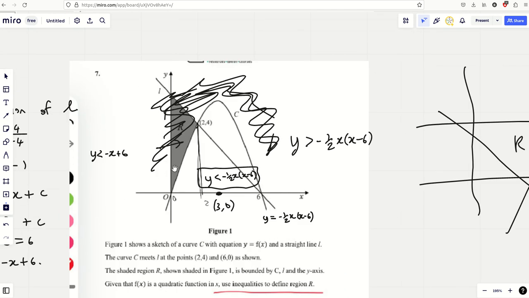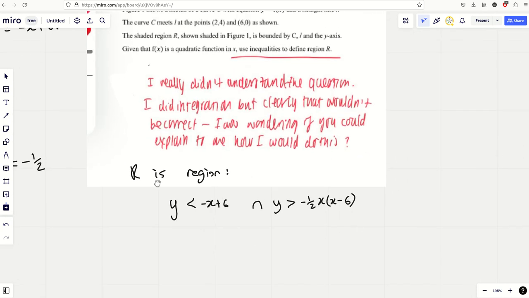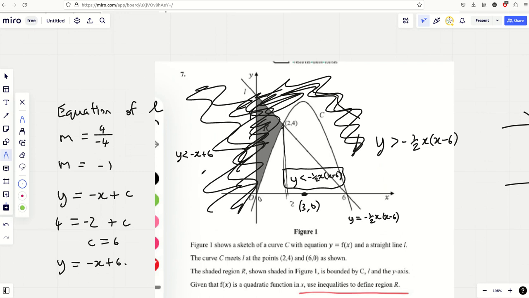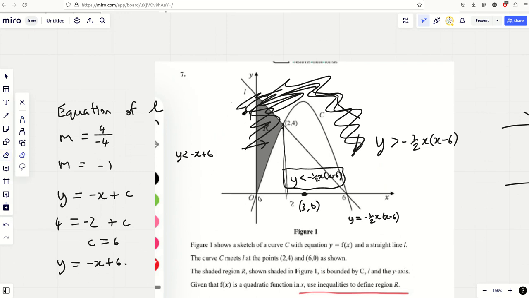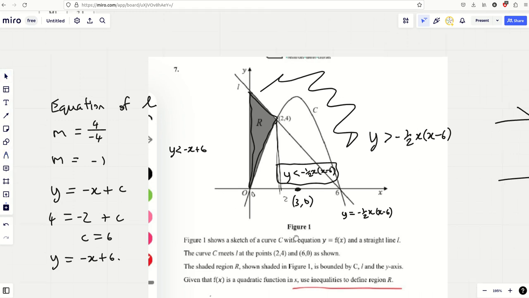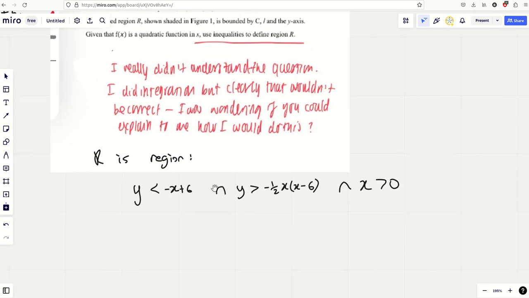I've got y is less than that. Oh yeah, I do need x is greater than 0 though. I did miss that. And x is greater than 0. The reason why I need and x is greater than 0, at the moment my region just goes out here, yeah, but I need x is greater than 0 to make sure my region is just that triangle left over, yeah, just so it's bounded like that. But it's very similar to regions in GCSE, just with quadratics involved as well.